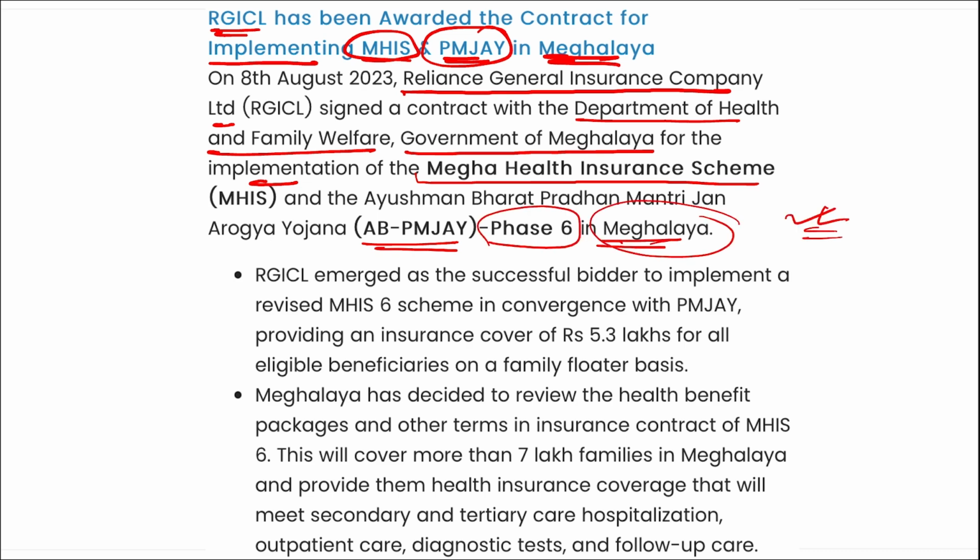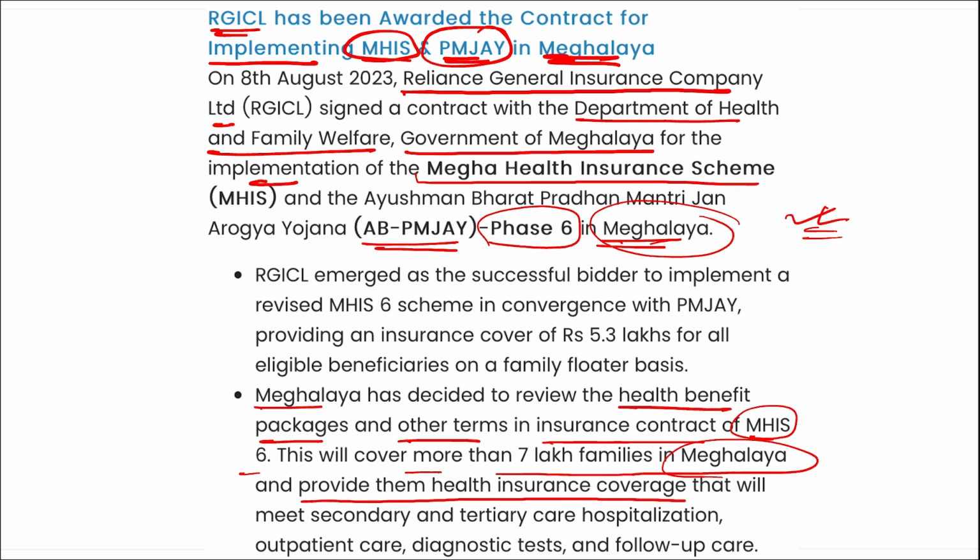This is important. Meghalaya has decided to review the health benefit packages and other terms in the insurance contract of MHIS 6, and this will benefit more than 7 lakh families in Meghalaya and provide them health insurance coverage that will meet secondary and tertiary care, hospitalization, outpatient care, diagnostic tests, and follow-up care. So friends, these were your important current affairs for the day.